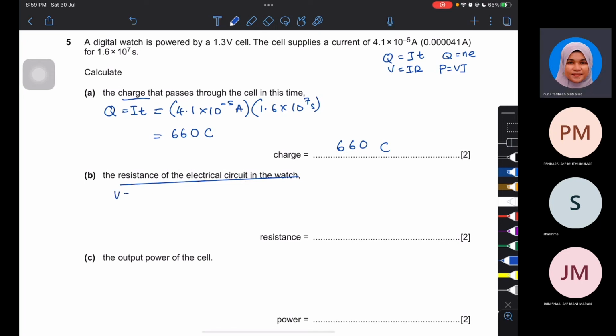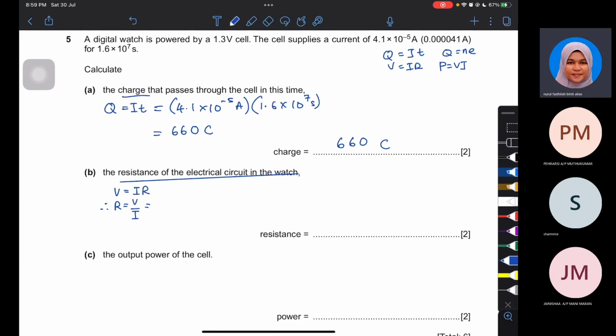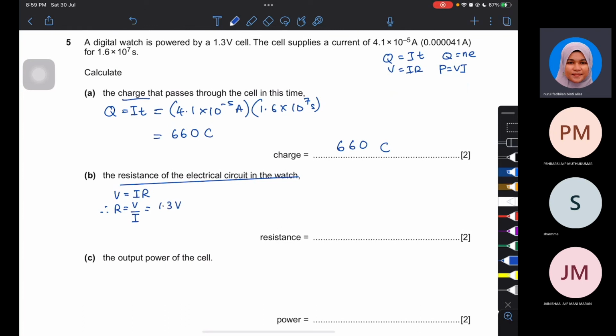Jadi V equals to I R. Okay, now kita nak R equals to V over I. Jadi V itu adalah 30,000. Sorry. Jadi V itu berapa V dia? 1.3 kan? 1.3, jadi tulis 1.3 V.